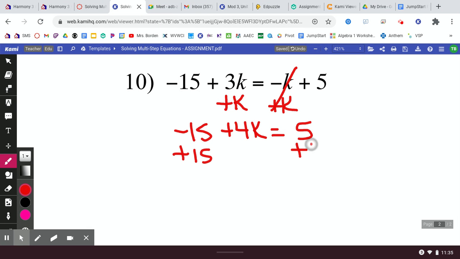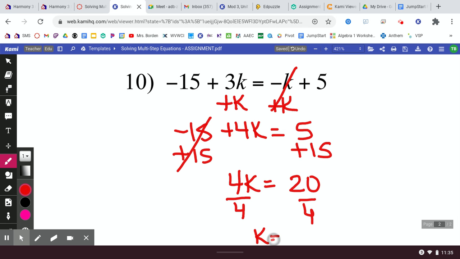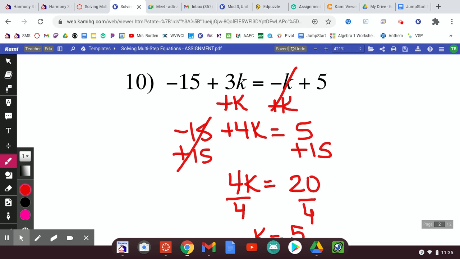Excellent. Add the 15 to both sides. Gets rid of it over here, which is what we want because we want 4K by itself. And then 5 and 15 is 20. Now what? Divide by 4, and we get K equals. Perfect. Excellent.